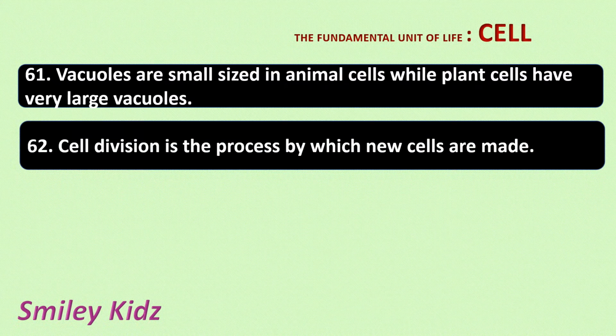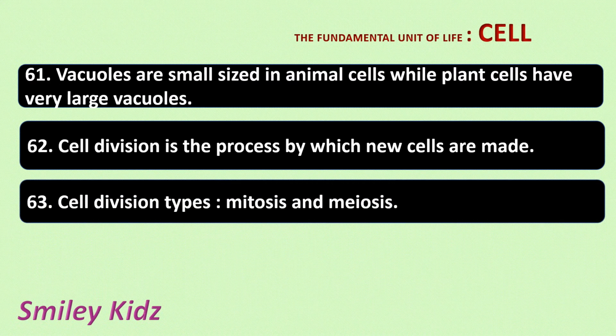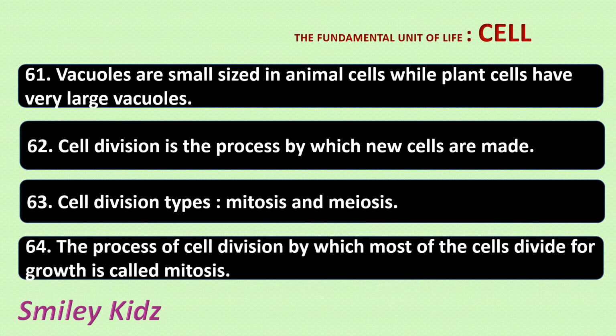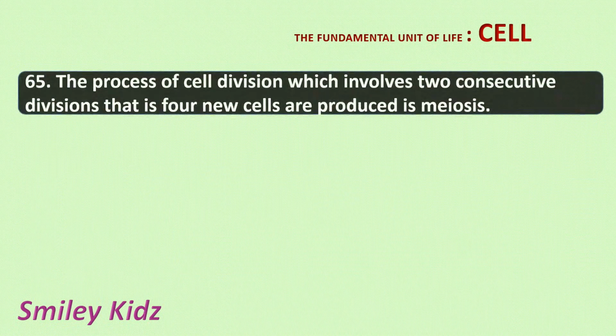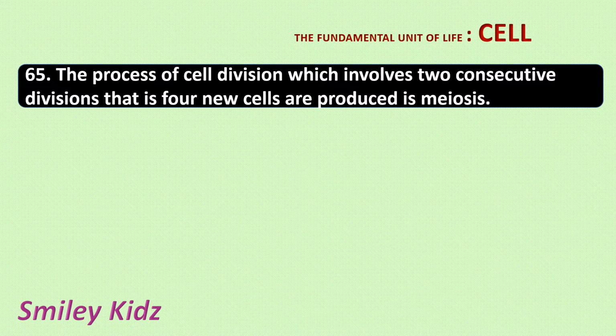Cell division is the process by which new cells are made. The cell division has two types. They are mitosis and meiosis. The process of cell division by which most of the cells divide for growth is called mitosis. The process of cell division which involves two consecutive divisions, that is, four new cells are produced, is meiosis.